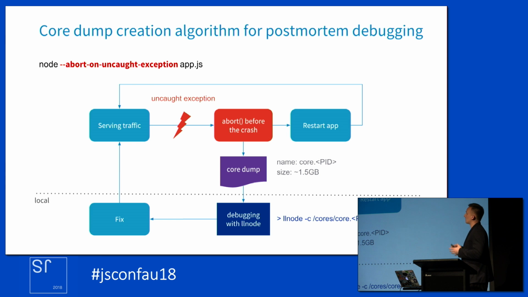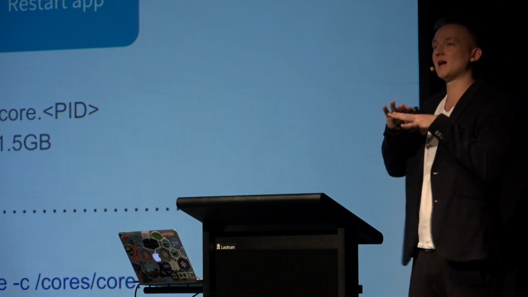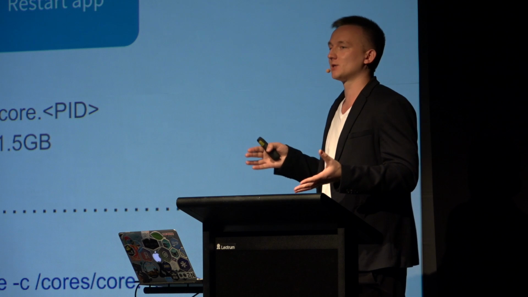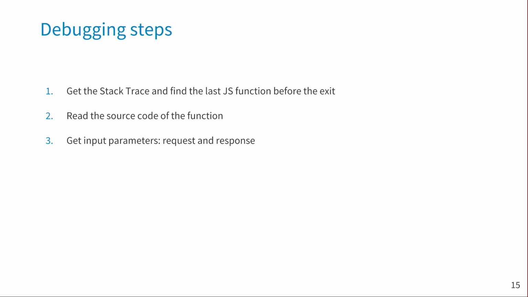But if we set the flag abort on uncaught exception, in case of an uncaught exception, Node.js will create a core dump, which is a dump of the whole memory of the process that contains a heap dump and the stack trace before the crash. After that, your application restarts, you get access to production and to the dump, and read it with a debugger. The most relevant today is the llnode plugin for the LLDB debugger. And to find the error, we need to do just 3 simple steps.